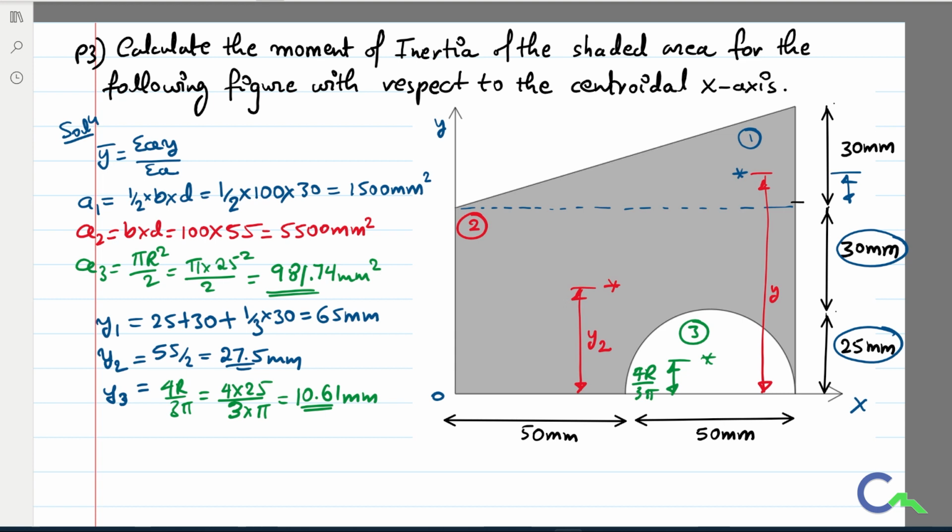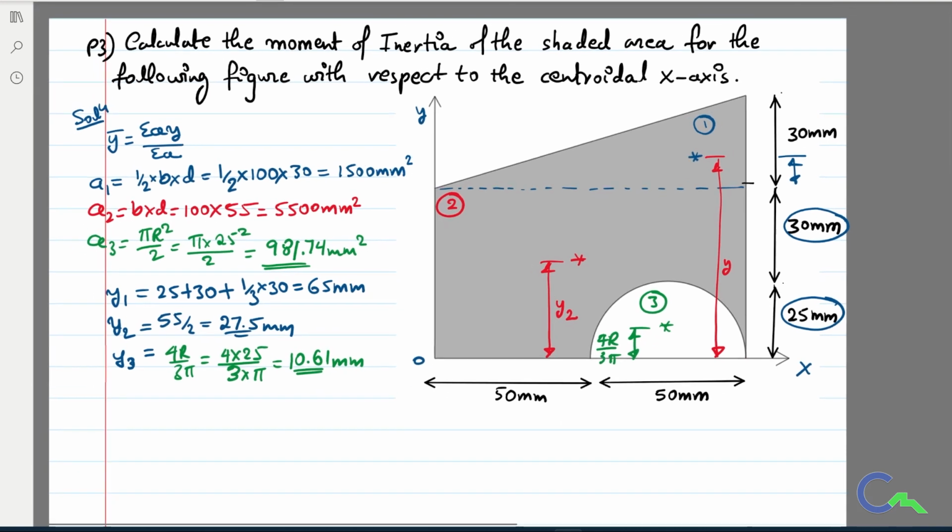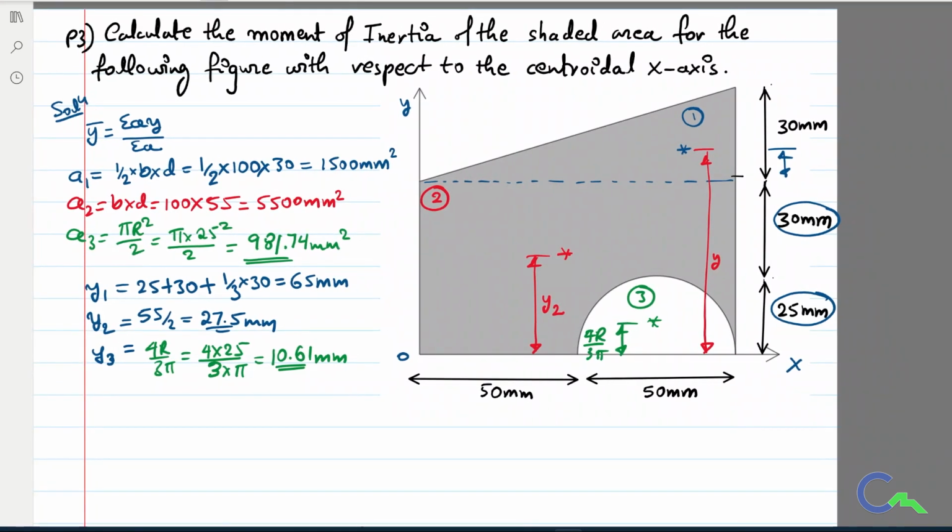4r divided by 3 pi. So once I get these values, easily I can find y bar. Therefore y bar is equal to a1 into y1, where a1 is 1500 and y1 is 65, plus a2 into y2, that is 5500 into y2, which is 27.5.